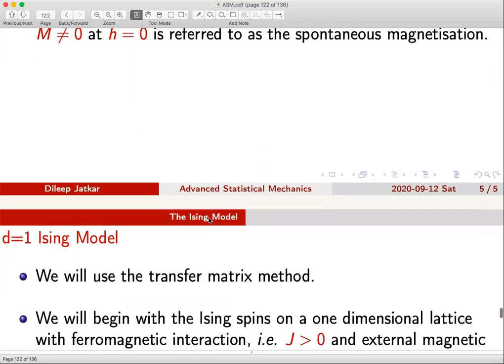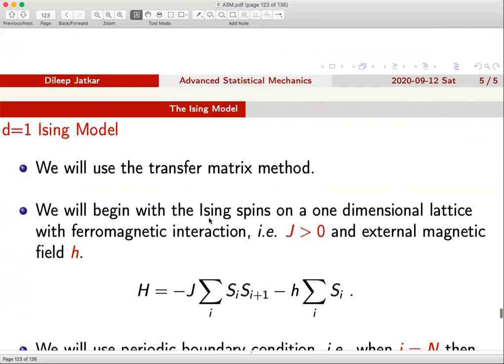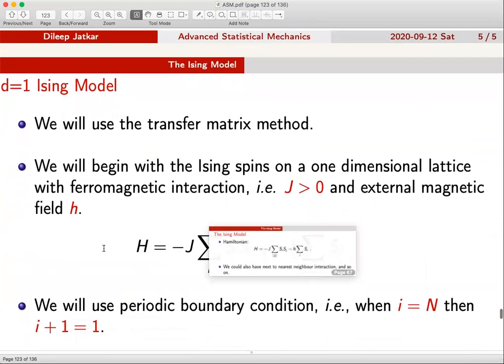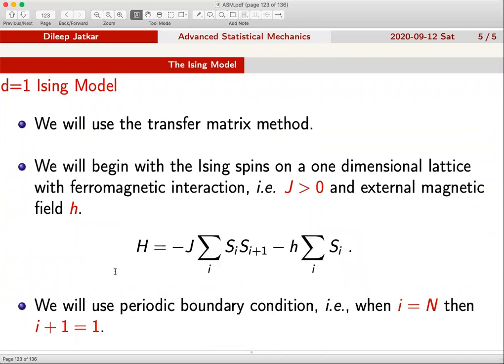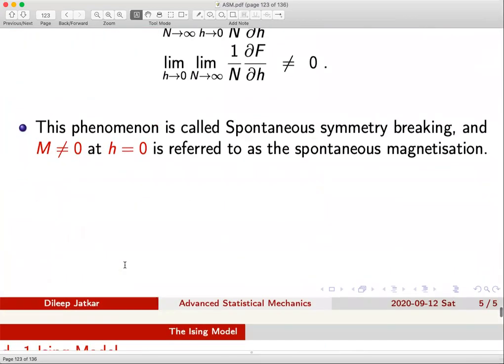Okay, so we'll look at a simple model, which is of course exactly soluble, and it's called the one-dimensional Ising model.